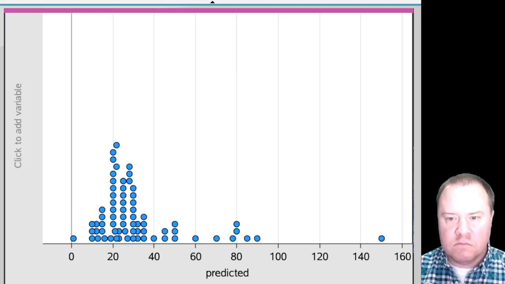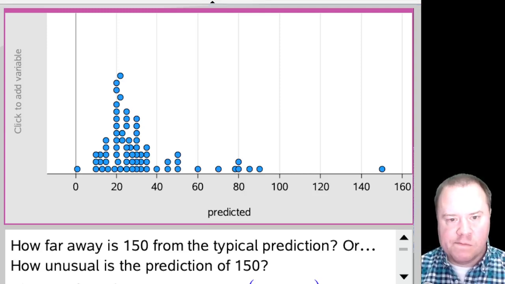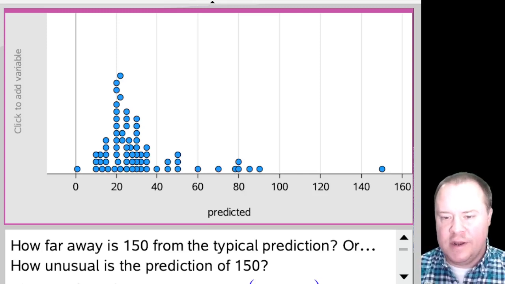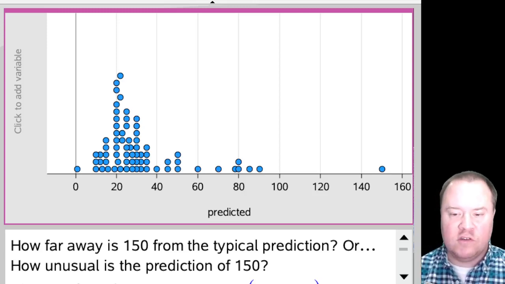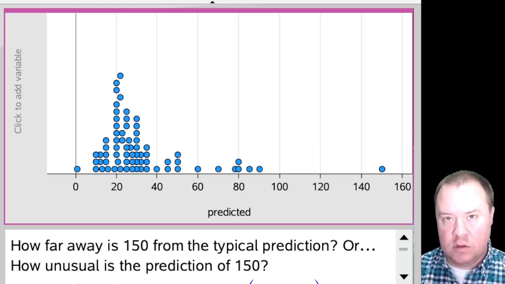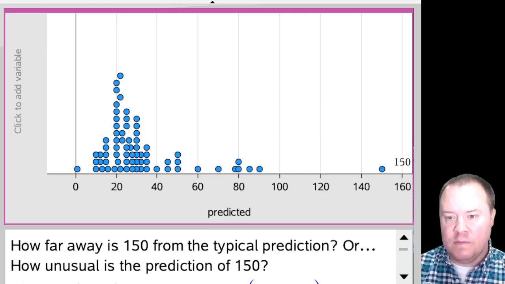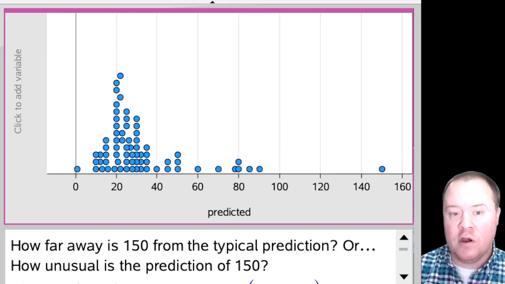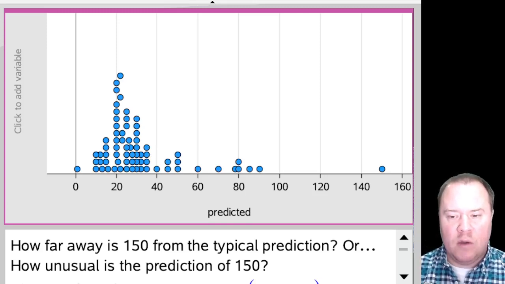So if we go to this page here, we can do some calculations. I've added this little box at the bottom. Another way to ask how far away is 150 from what might be the typical prediction could be how unusual is a prediction of 150. We can see it here. It looks pretty unusual just by seeing how large the gap is, how far away it is from these values that are down here in the 20s and 30s. So it looks really large. But how unusual is it?